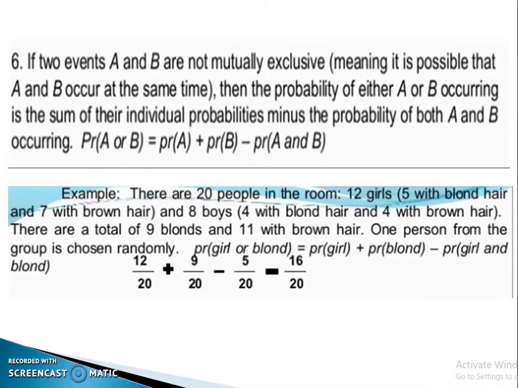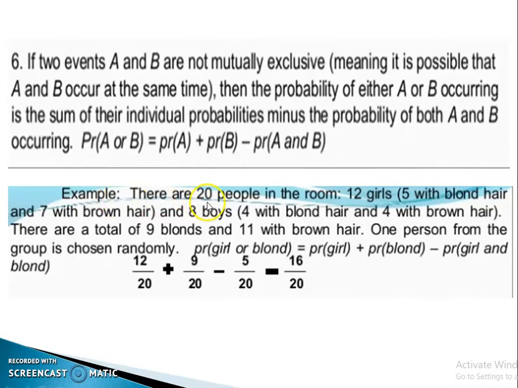Rule number 6 is, if two events A and B are not mutually exclusive events, meaning it is possible that A and B occur at the same time, then the probability of either A or B occurring is the sum of their individual probabilities minus the probability of both A and B occurring. Probability of A or B is equal to probability of A plus probability of B minus probability of A and B together.